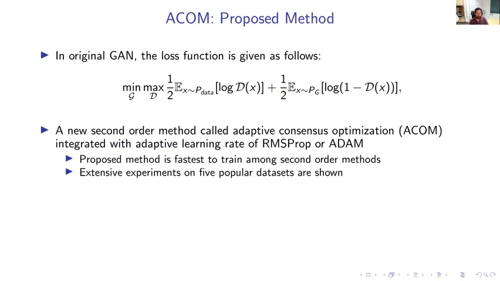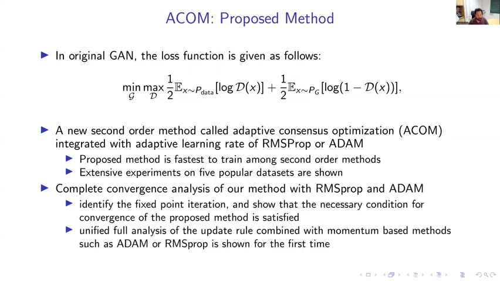So in this work, we propose a new optimization method, which we call adaptive consensus optimization, and it is integrated with accelerators like RMSprop and Adam. Apparently, momentum is still required, which other papers also exploit. What we have is that the proposed method is the fastest to train among the second-order methods, and extensive experiments have been done on 5 of the most popular data sets.